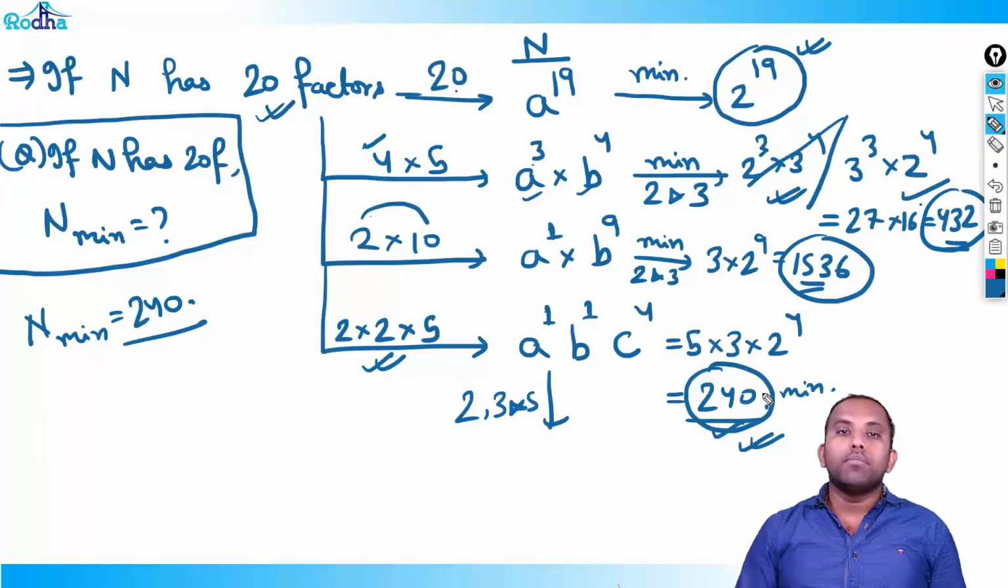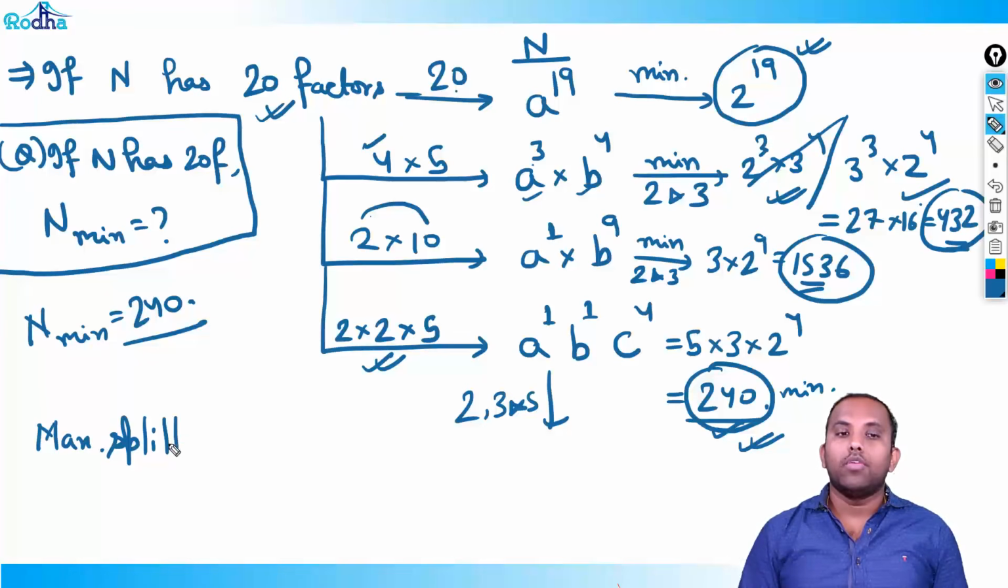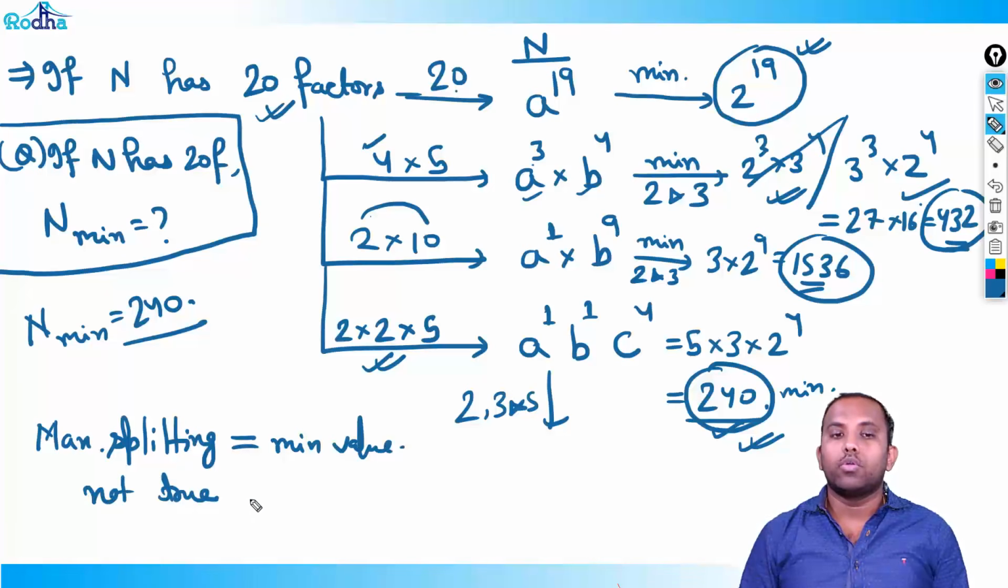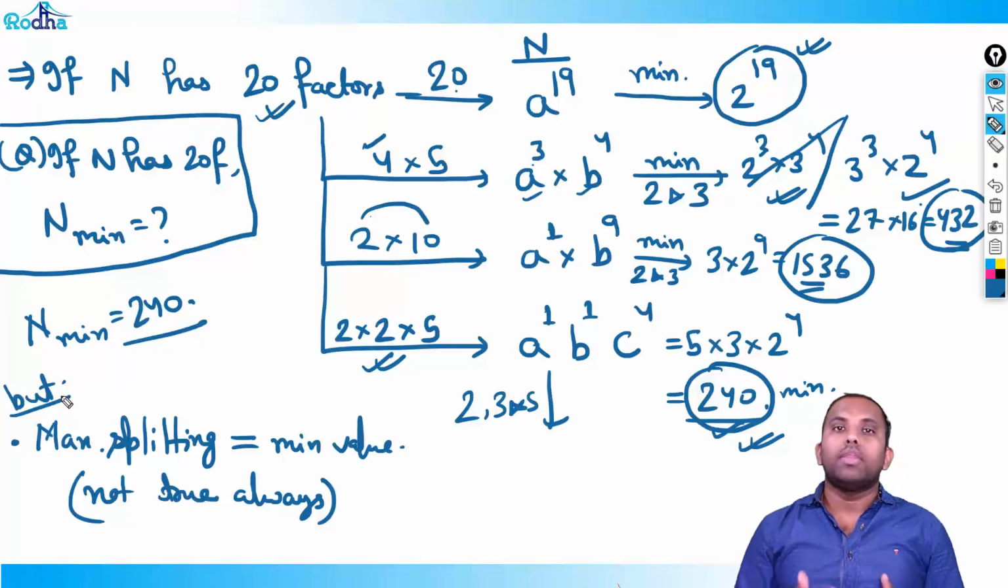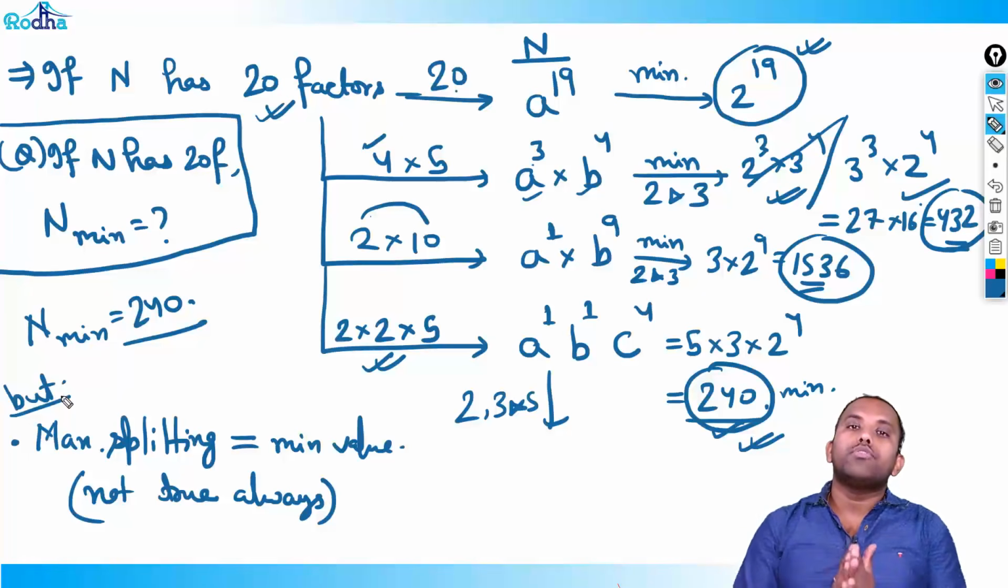But don't make this a pattern, that maximum splitting will always give the minimum value. This is not true always. We'll do a question on this. But you can check around maximum splitting. It is true for many numbers, for many bigger numbers also. So if the numbers are big, like 30, 40, 50, 60, you can try it. It will work in most of the cases.